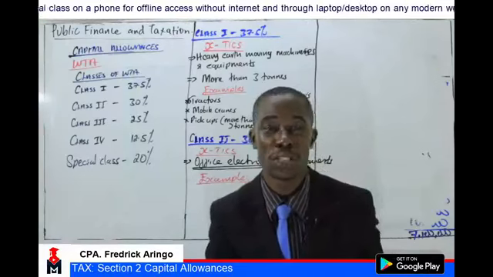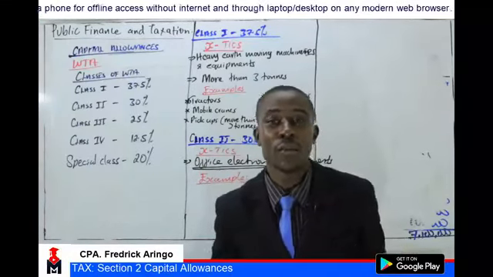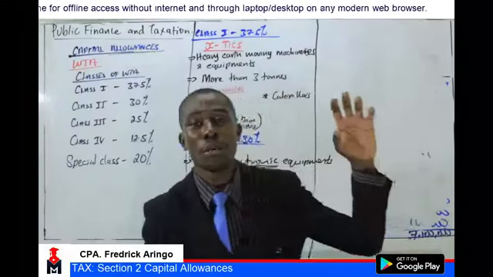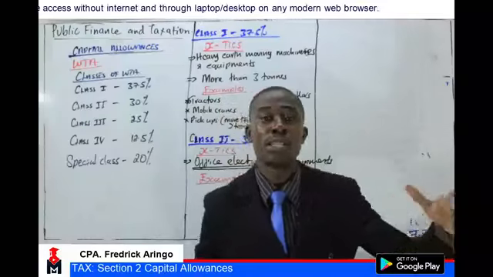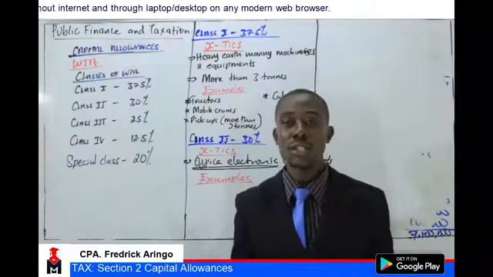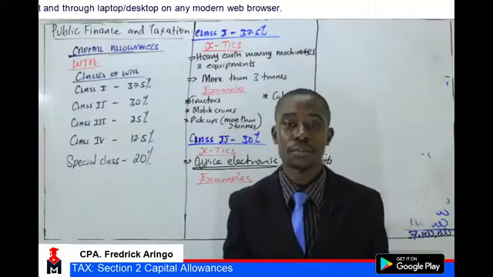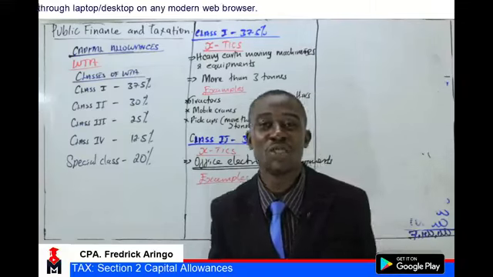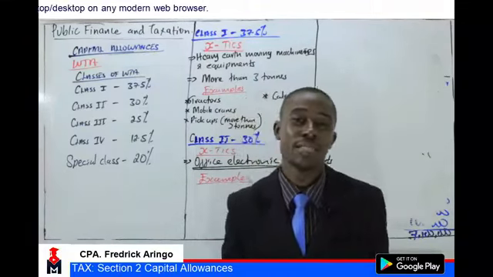We normally have drones. Drones are nowadays everywhere. There are those using drones to take pictures with cameras, and those using drones to transport goods. A good question would be, which class of capital allowance will these drones fall under? These are some of the questions that you need to ask yourselves.